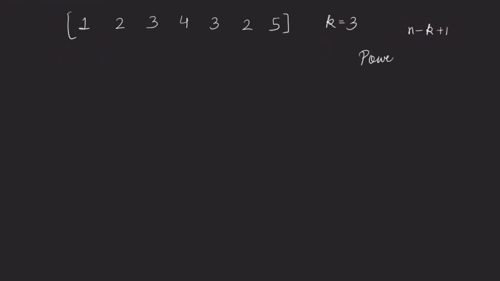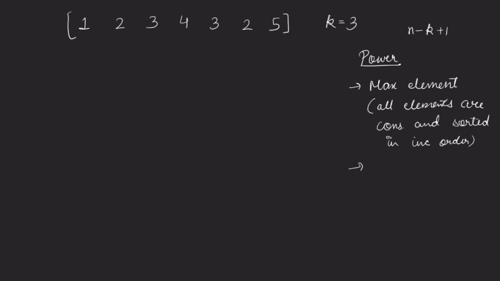What is a power? So a power of an array is equal to the maximum element of that array if all elements are consecutive and are sorted in increasing order, right? Otherwise it is equal to minus 1. So for each of the subarrays in this nums, we need to find this power. So that subarray has to be of size k, and for each subarray we need to write its power in the resultant array. That is why its size is n minus k plus 1, because the total number of subarrays of length k inside this array will be equal to n minus k plus 1, right?